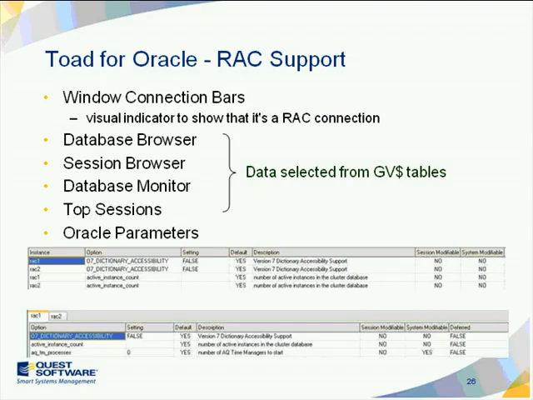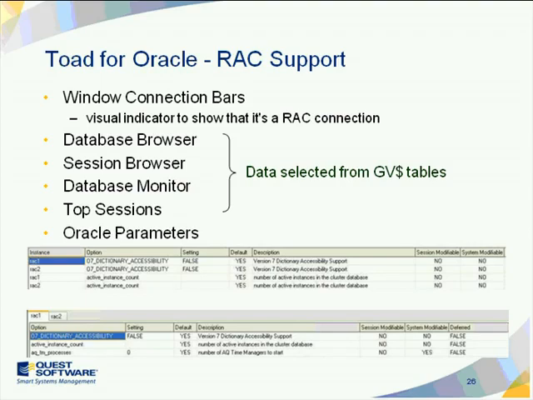And you can see in the screenshot, for example, this is the Oracle Parameters window. In the Oracle Parameters window, we get the additional instance column, which is clearly showing you that you are connected to an Oracle RAC cluster. And you get an instance view, and it shows you Oracle parameters per instance.